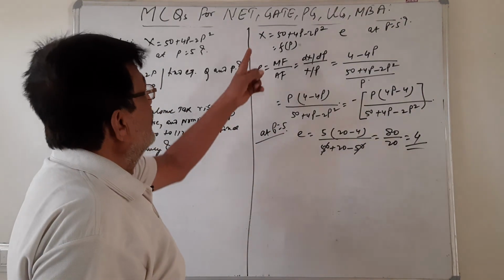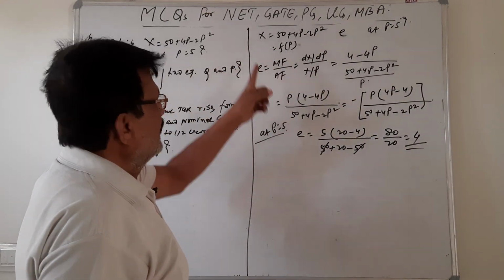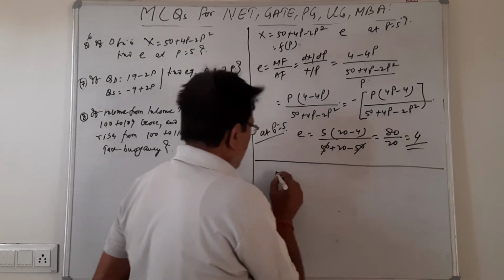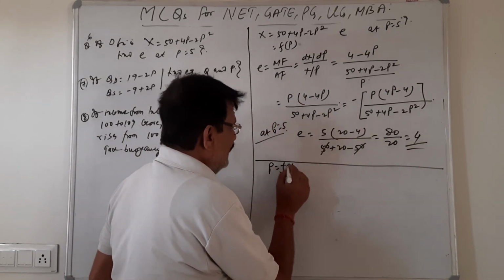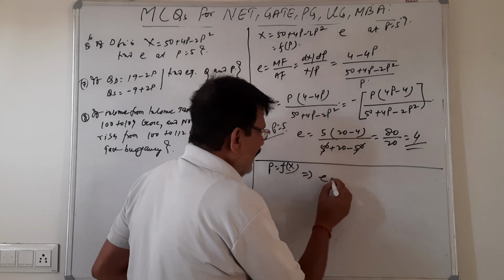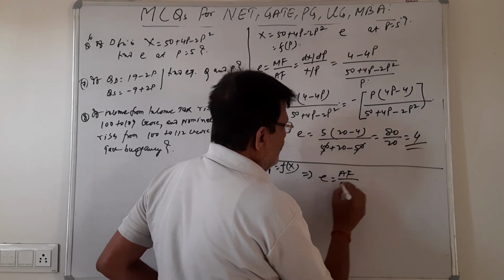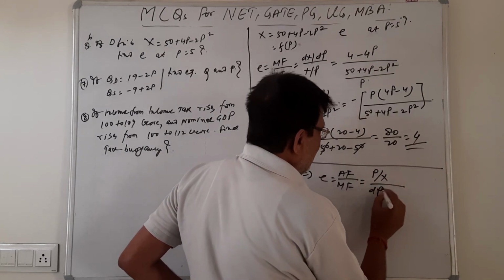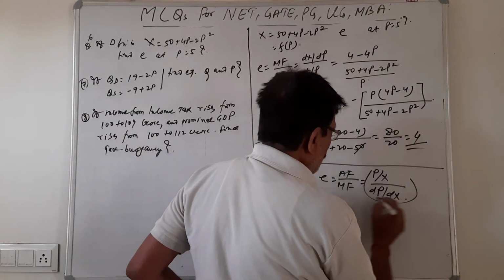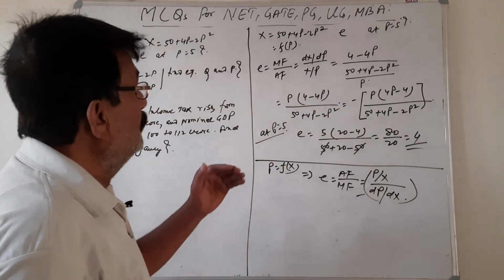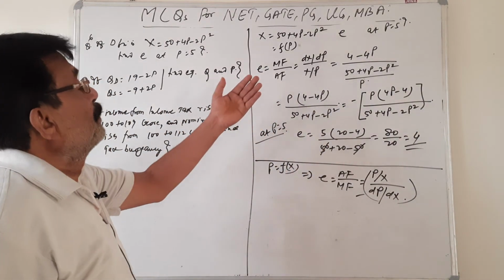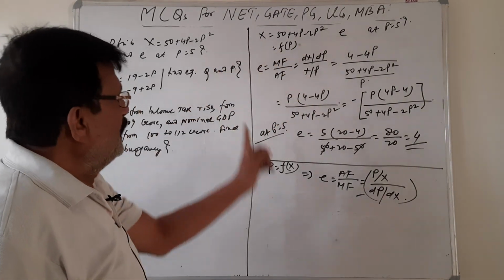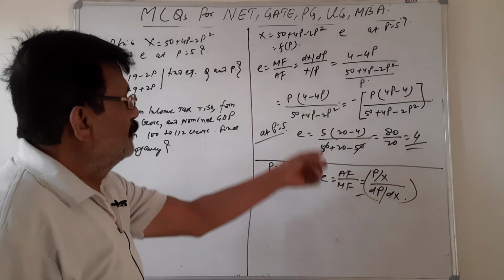So if the demand function is x as a function of p, then we must calculate elasticity as marginal function by average function. Had it been in the form p as a function of x, we should calculate E as average function by marginal function, p by x and dp by dx. So these two things have to be kept in mind while we calculate elasticity from the given demand function. So either it is x as a function of p or p as a function of x, and accordingly we have to use the formula.